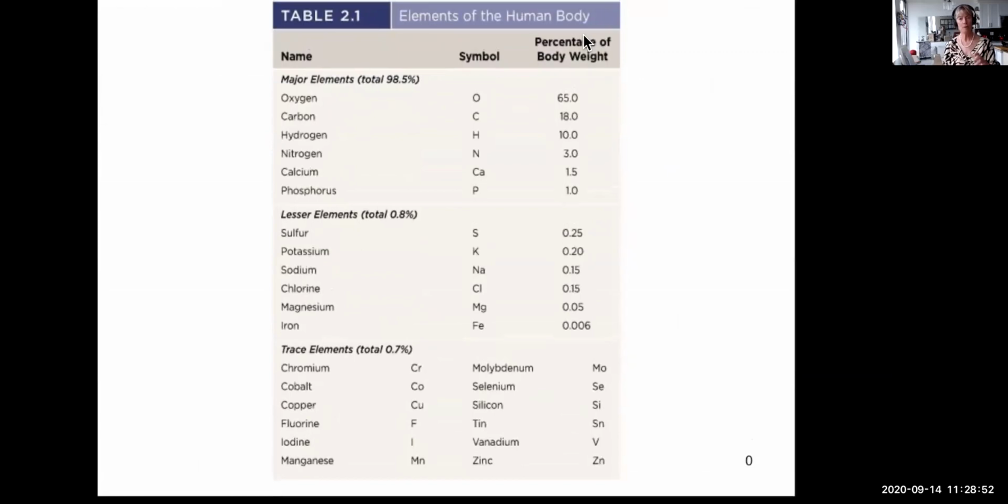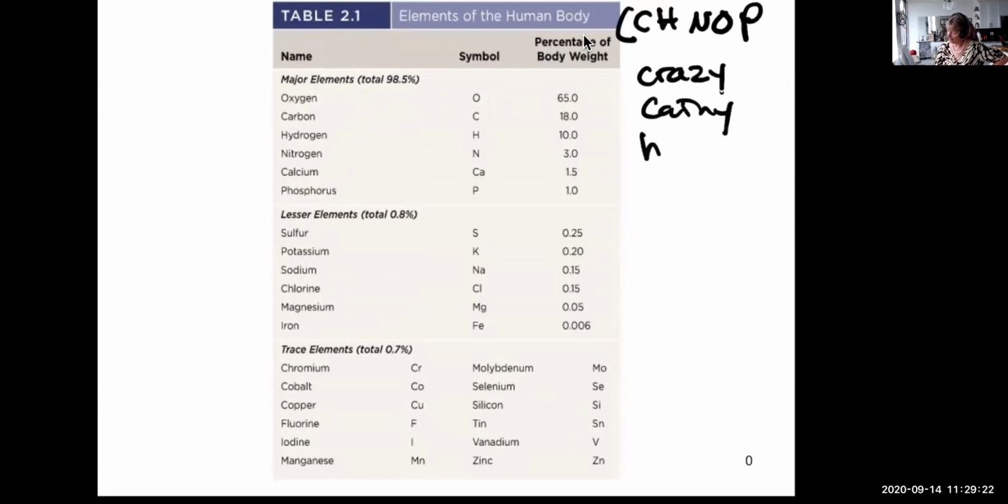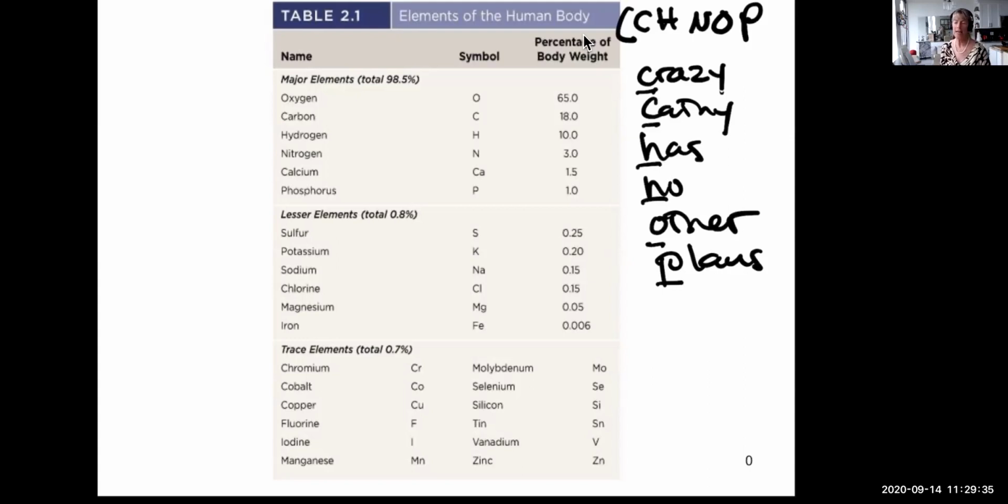The major elements of the human body are oxygen, carbon, hydrogen, nitrogen, calcium, and phosphorus. Have you ever heard of mnemonics? It's a way of remembering things by using a phrase. So this is a phrase you can remember. C-H-N-O-P. Crazy Kathy has no other plans. So you can use the first letter: carbon, calcium, hydrogen, nitrogen, oxygen, phosphorus. So that's one way to remember. And you should remember the major elements of the human body.